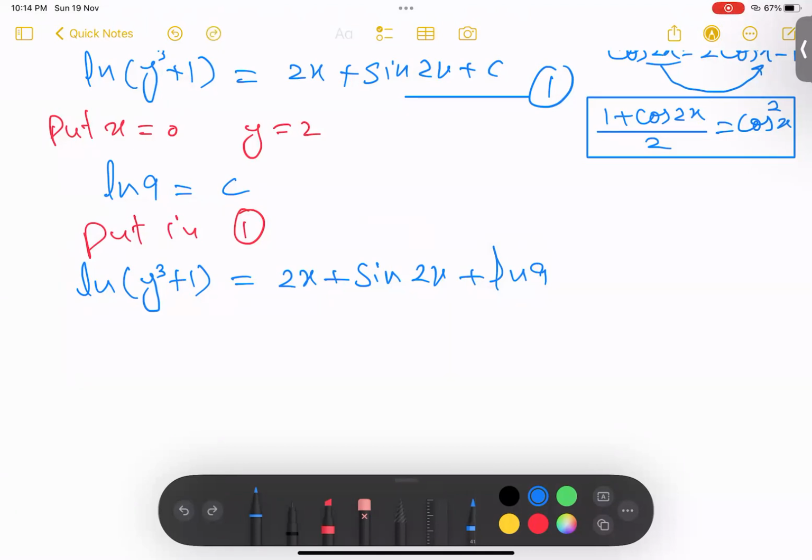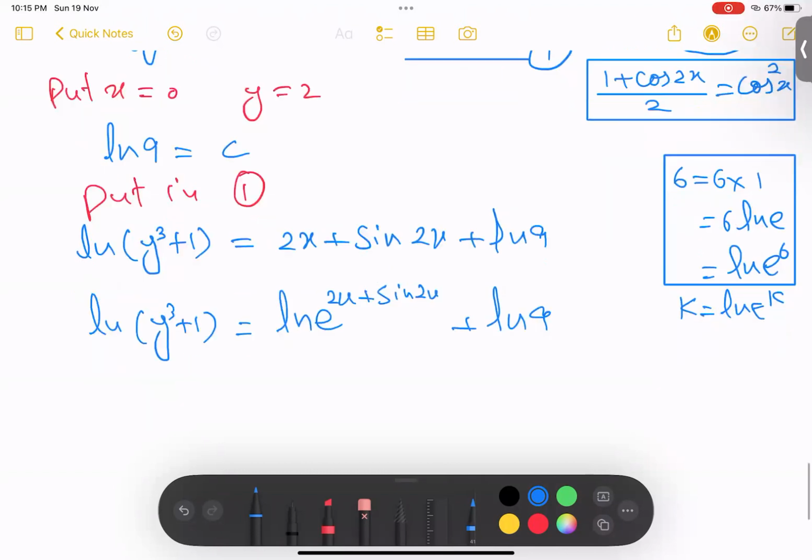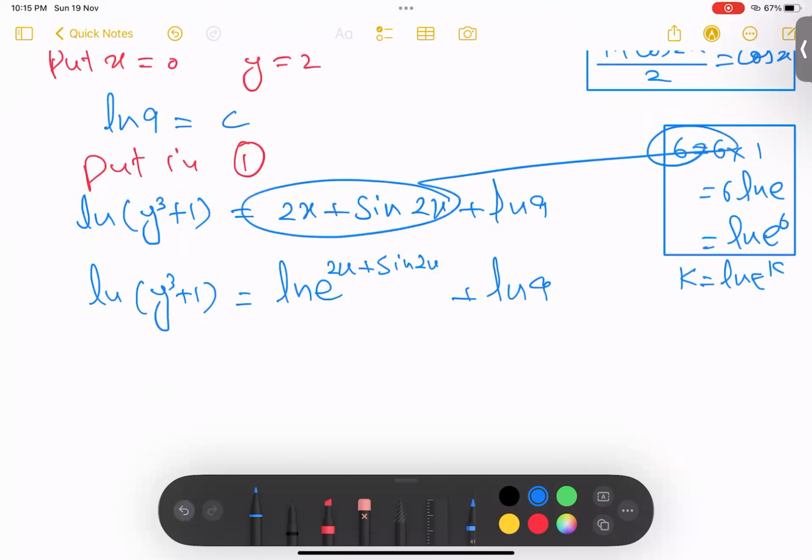I'm going to tell you the harder part. The easy part is you can stop here, but look at this. I have discussed many times, like a 6, we can write 6 into 1, and 1 we can write as ln e, and 6 will go in the power of e. So 6 can be written in this format. So k you can write as ln e to the power k. So what about these two? I can write it: log of e to the power 2x plus sine 2x plus ln 9. And here I have ln of y cube plus 1. You see, the whole thing behaves like a 6, or the whole thing behaves like a k. And you get ln e to the power k.